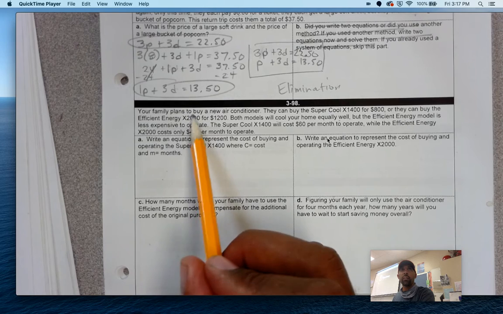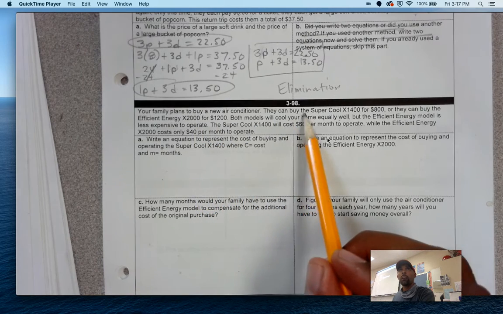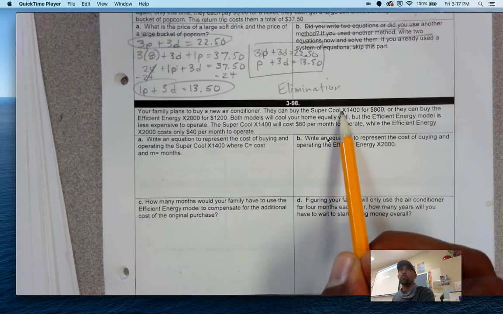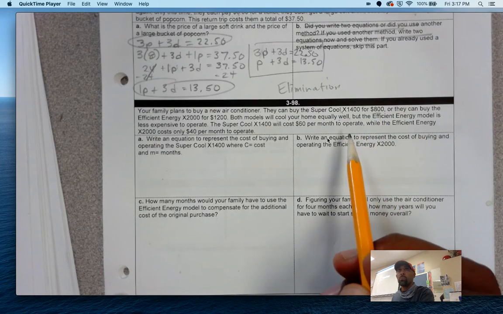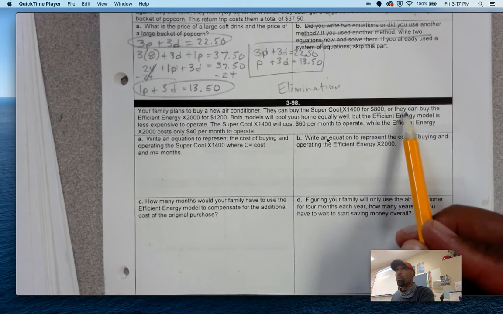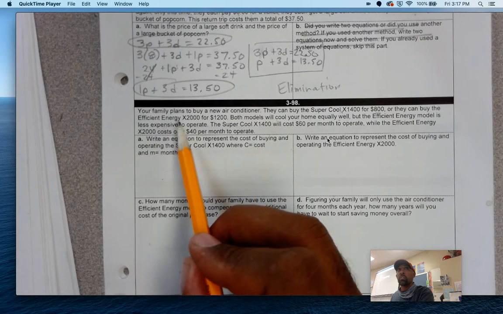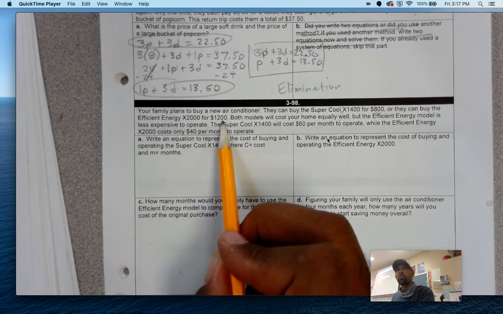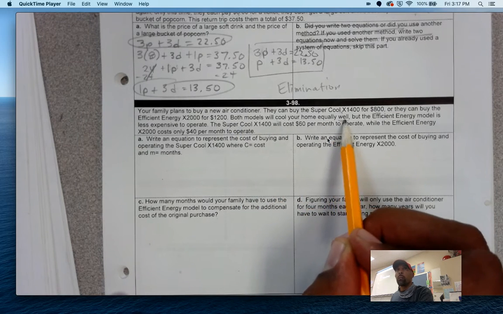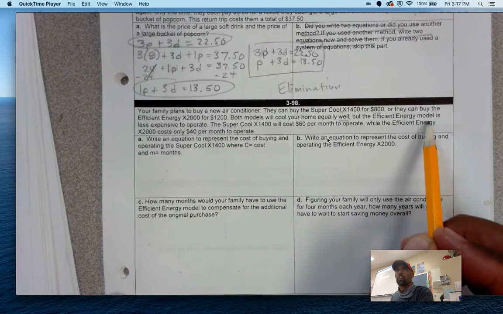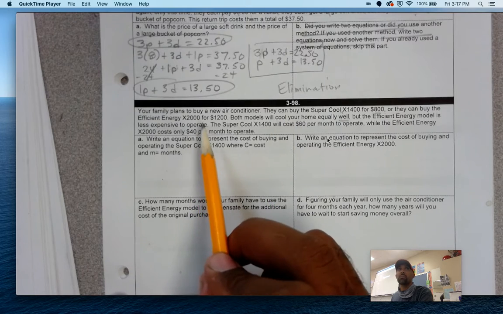All right, so now your family plans to buy a new air conditioner. They can buy the super cool X1400 for $800. Ooh, cool. Or they can buy the efficient energy X2000 for $1,200. So both models will cool your home equally well, but the efficient energy model is less expensive to operate.